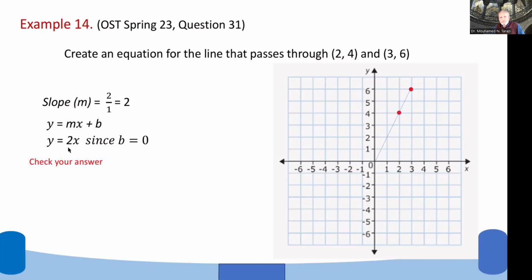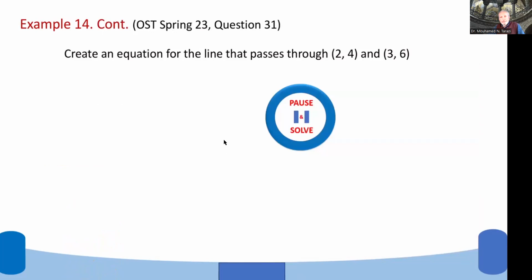Now, before you move on, I'd like you to check your answer. How do you check your answer? Take this point here. Put x = 2 here. 2 times 2, 4. That's the 4. Take the 3. 2 times 3, 6. That's 6.